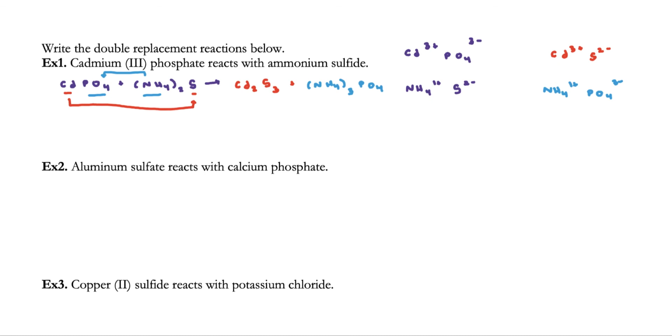Now the last thing I need to do is balance. I notice I have 2 cadmiums here, and I only have one on my reactant side, so I'm going to put a 2 in front here. That gives me 2 phosphates, 2 PO4s, so I'm going to put a 2 in front of ammonium phosphate. Now I have 6 ammoniums, and I only have 2 on my reactant side, so I'm going to put a 3 in front here. Then that gives me 3 sulfurs, and I have 3 sulfurs here, so I'm good to go.